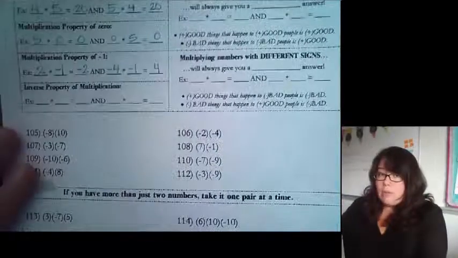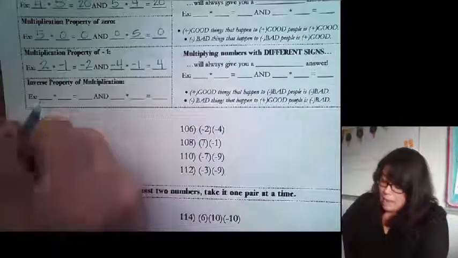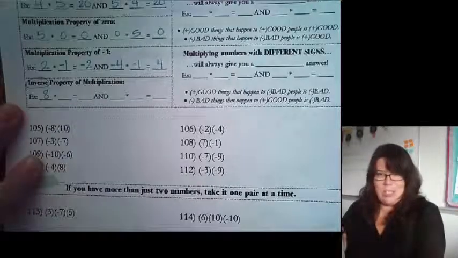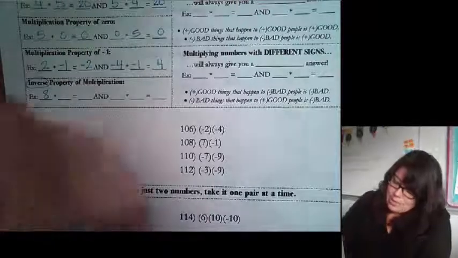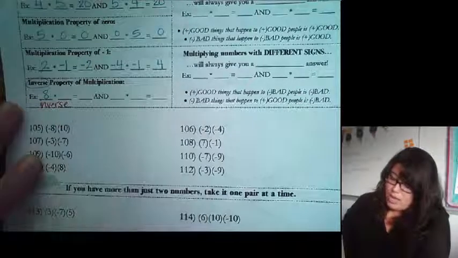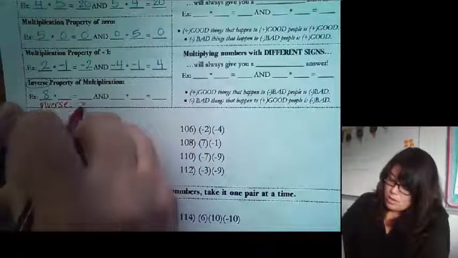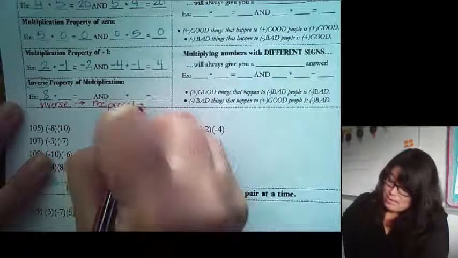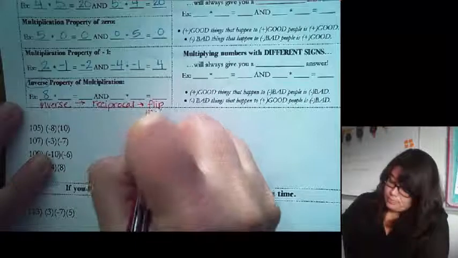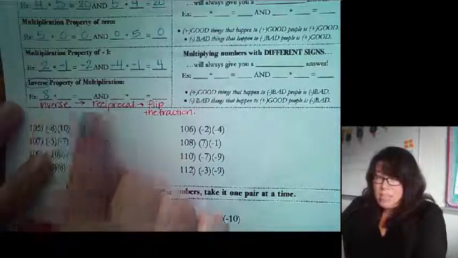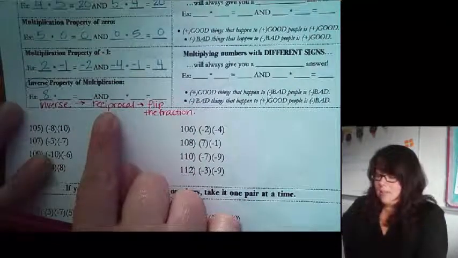The inverse property of multiplication says if you take any number and you multiply it by its inverse. Well, what's an inverse? Let's talk about that for a minute. Anytime you see or hear the word inverse, what I want you to think of is reciprocal. And that means flip the fraction. Inverse is a math word. It means the same thing as reciprocal, also a math word. It means to flip the fraction.